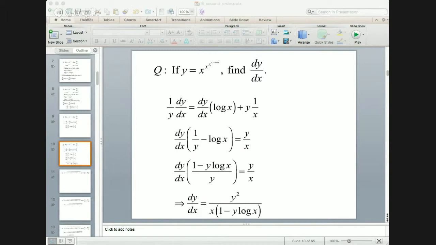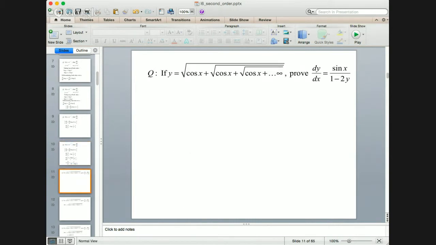All right. So, I think I will then move on to our next problem, and that also is an infinite series. So take a look at this one and see if you are in a position to simplify and then find the derivative. So y is equal to square root of cos x plus square root of cos x plus, so everything is coming inside the first square root and then the second square root, and this series goes on infinitely many times. You have to prove that dy by dx is sin x by 1 minus 2 times of y.